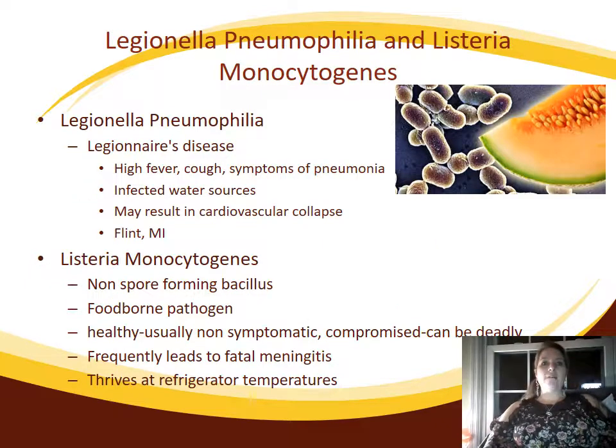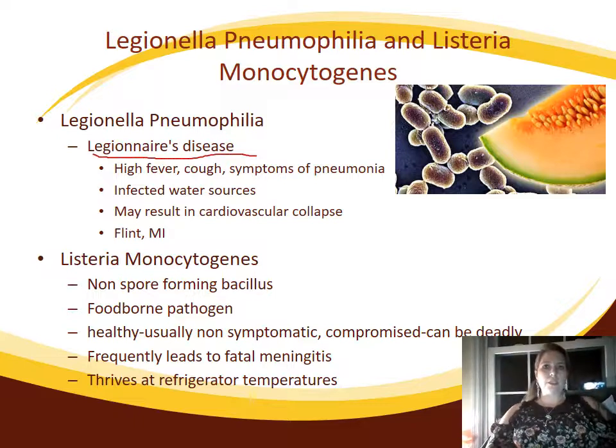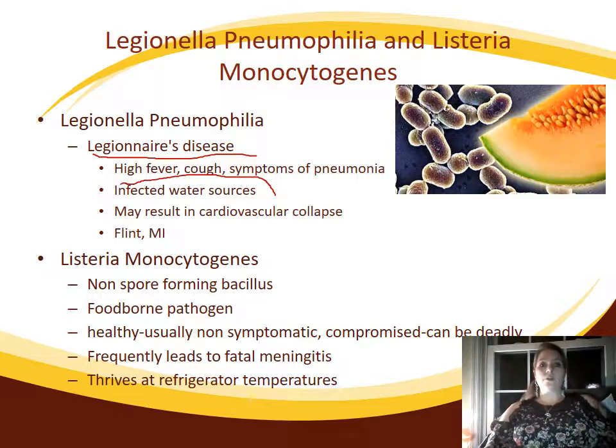Last but not least, we have Legionella pneumophila and Listeria monocytogenes. Now, the Legionella is also called Legionnaire's disease. We talked about this a little bit earlier in the lecture. Symptoms are high fever, cough, symptoms of pneumonia, and it comes from infected water sources. And we talked about Flint, Michigan, where they had an infected water source that came in, and they recently had an outbreak of Legionnaire's disease. Can result in what is called cardiovascular collapse.